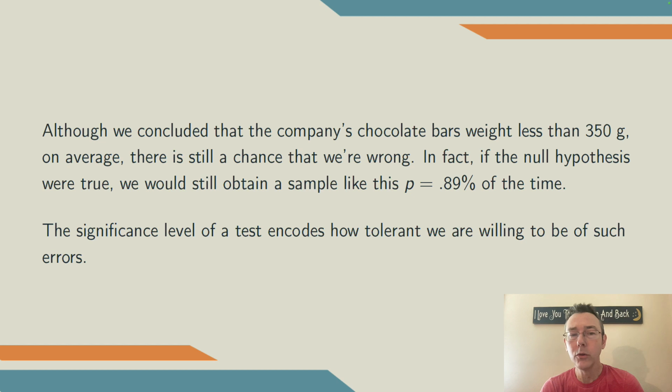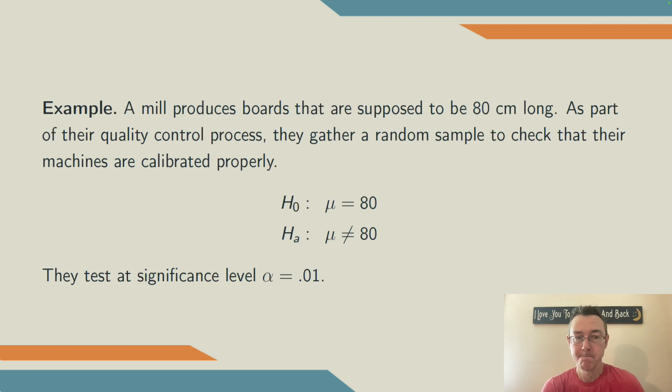Now, although we concluded that the company's chocolate bars do weigh less than 350 grams on average, there's still a chance that we're wrong. In fact, if the null hypothesis were true, we would still obtain a sample like this, in the sense that X bar would be at least as extreme as the one we observed, about 0.89% of the time. So, viewed from that perspective, the significance level of a test encodes how tolerant we're willing to be of that kind of error, what we'll eventually call a false positive or a type 1 error.